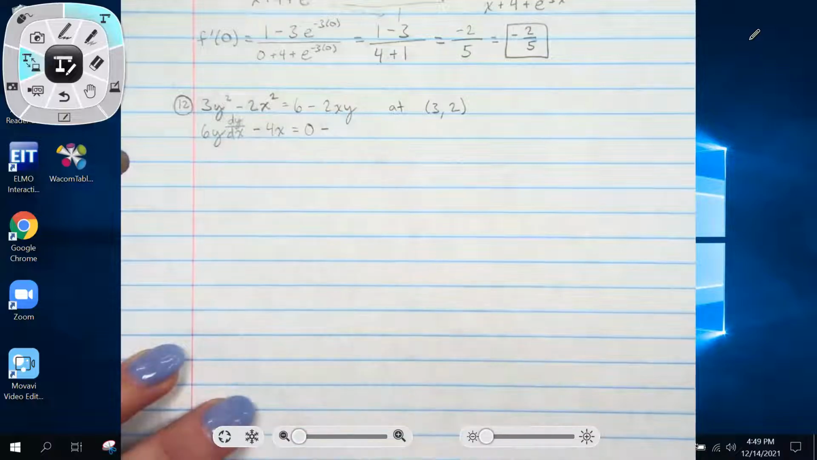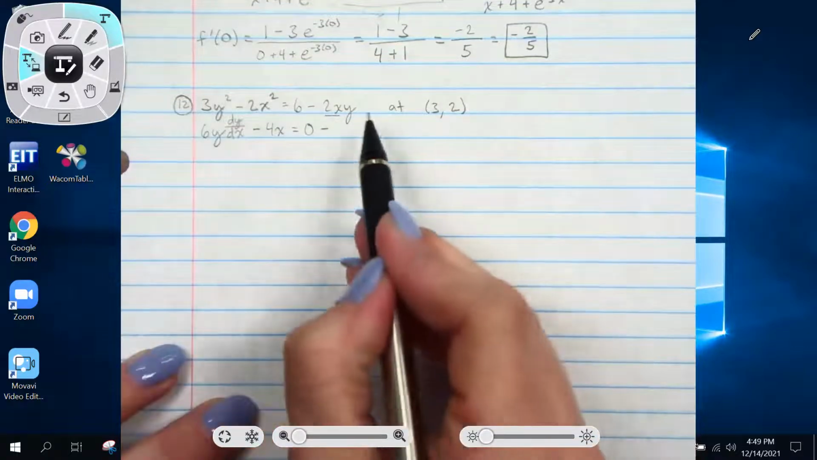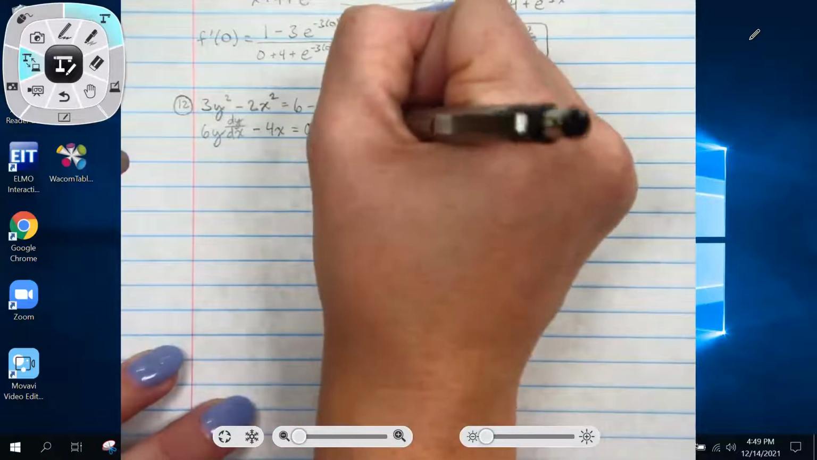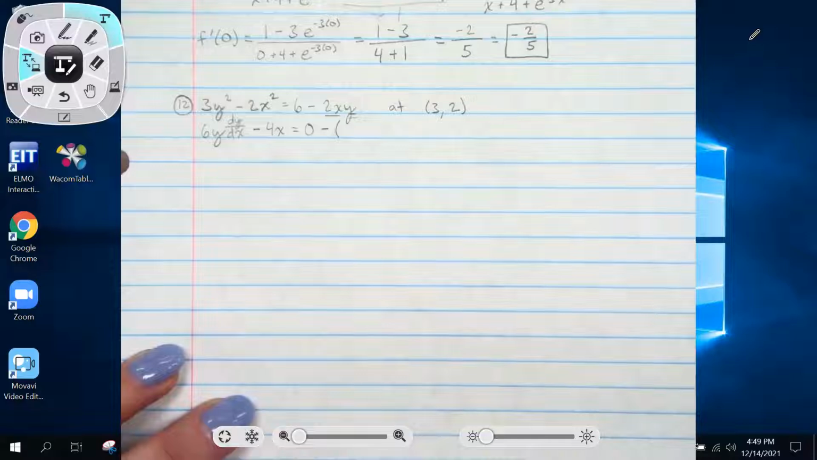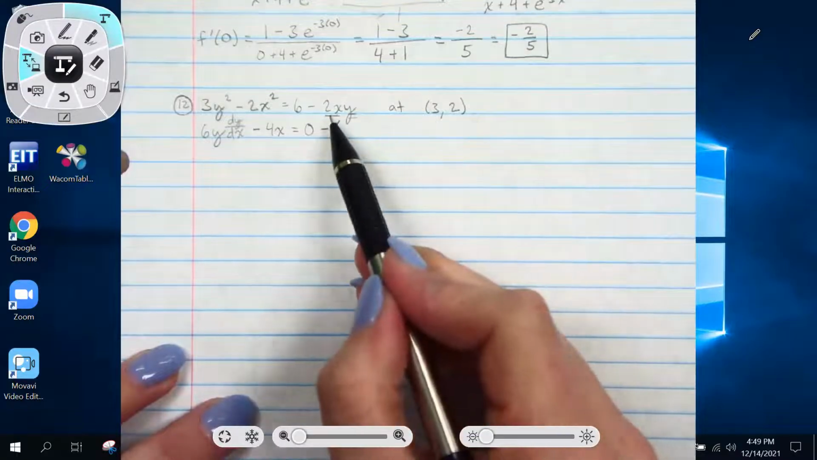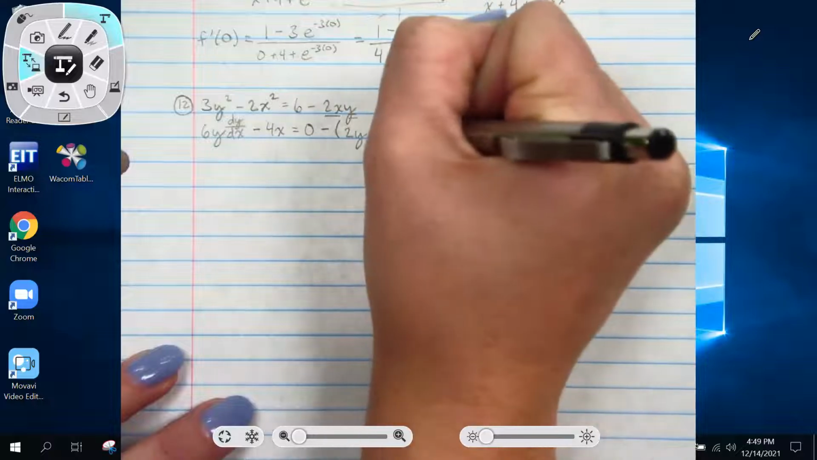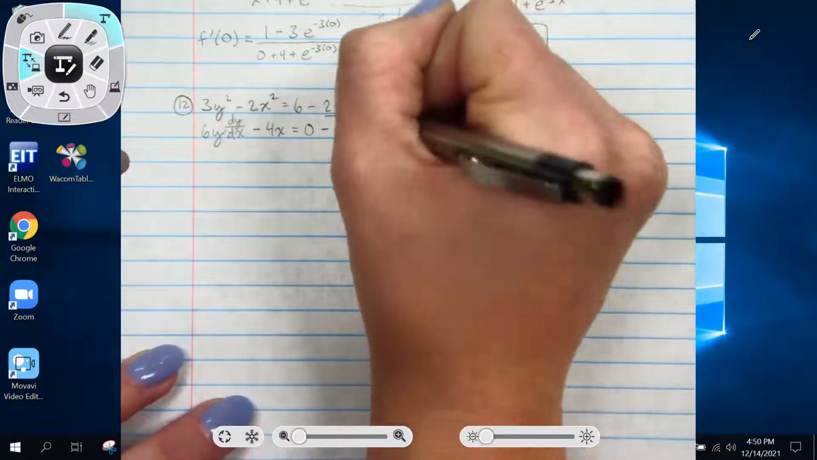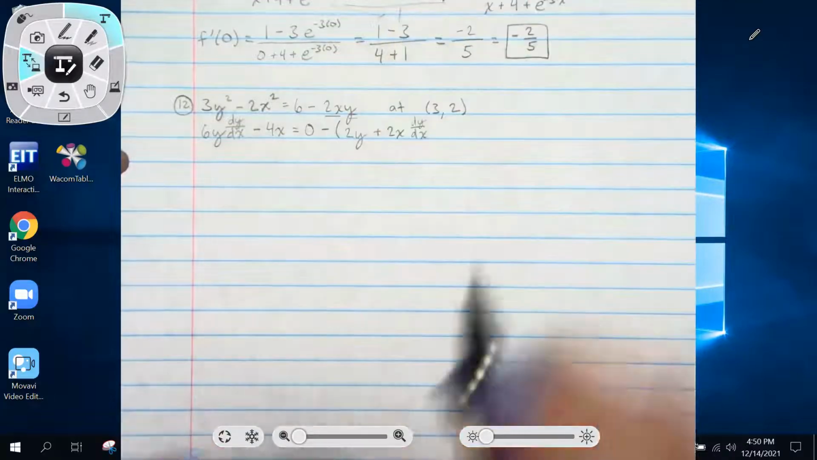This is two functions being multiplied together, so we will have to use the product rule. I'm going to say 2x is my first function and y is my second function, and I'm subtracting all of this from 0, so I need to put what I'm about to do in parentheses. Using the product rule, the derivative of 2x is 2 times y as is, plus 2x as is times the derivative of y, which is just 1 dy/dx.